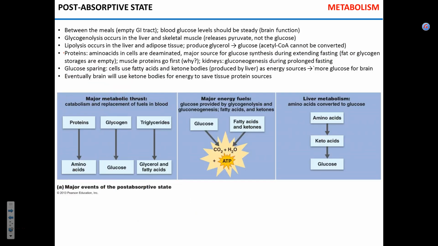Now, post-absorptive state. Look, opposite. This happens when you're hungry. What happens to your blood glucose when you're hungry? Does it keep falling? No, it doesn't keep falling. Is it steady when you're hungry? Yeah. Because which organ needs glucose? Brain, exactly. So you have to maintain a steady blood glucose because of the brain requirements. Does that make sense?